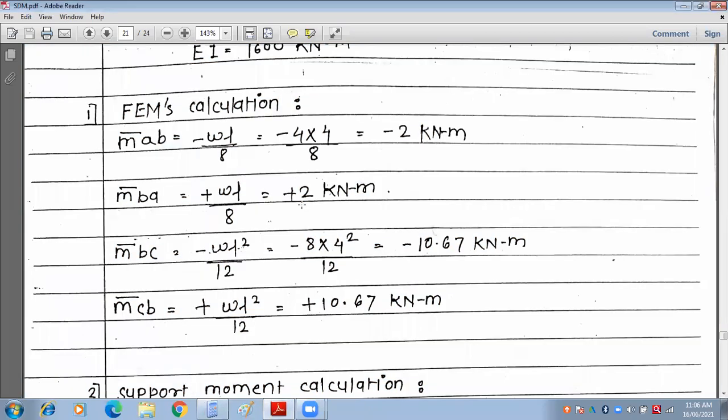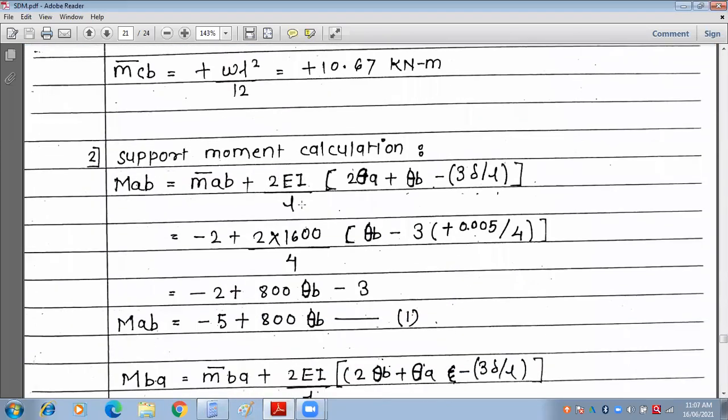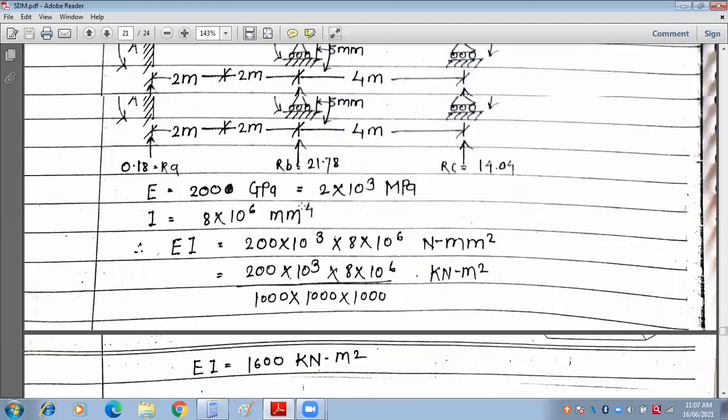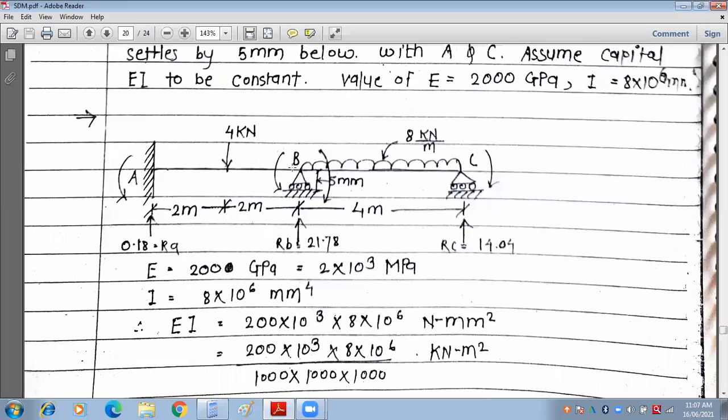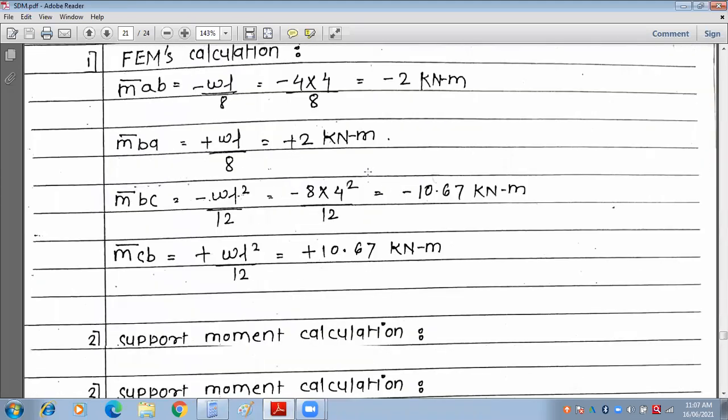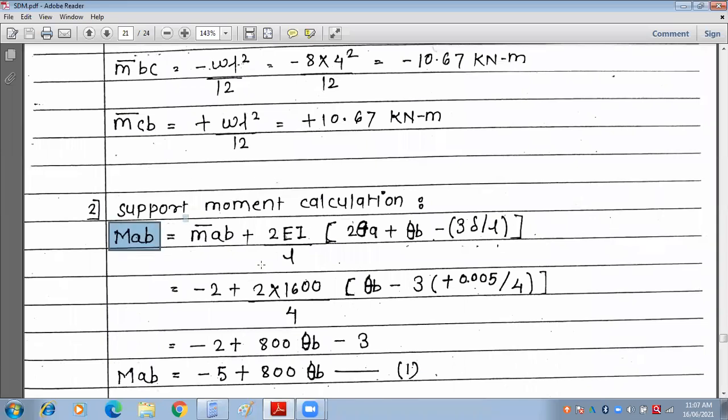Now once you have found the fixed end moment, the next step is that we have to utilize the slope deflection equation. If you see this figure, support A is fixed, support B is simply supported or continuous. For this condition, we have to use the general equation of the slope deflection equation. The general equation, as we know, is moment AB equal to fixed end moment AB plus 2EI upon L into bracket 2 theta A plus theta B minus 3 delta upon L. Here the delta term is considered because support B sinks down by 5 millimeter. Therefore we have to consider this term, and this term is minus over here, minus 3 delta upon L.